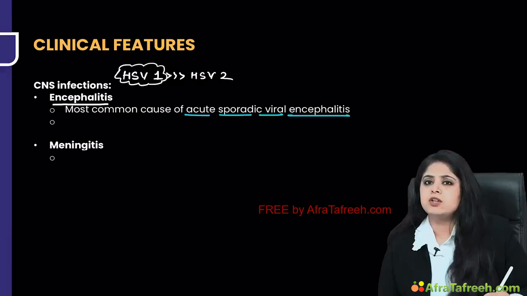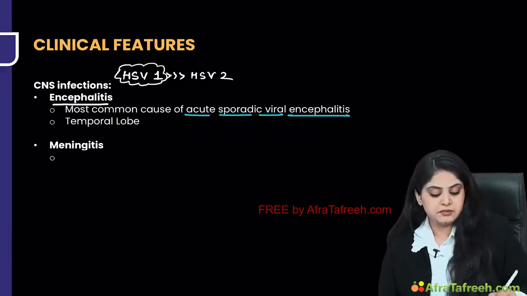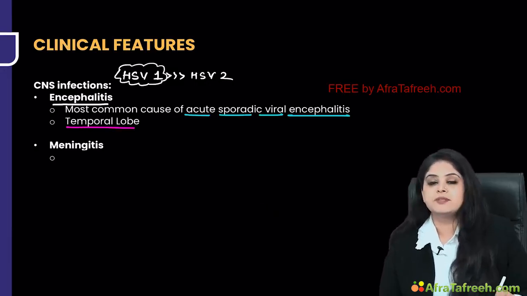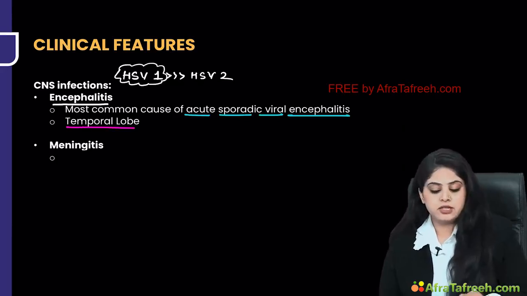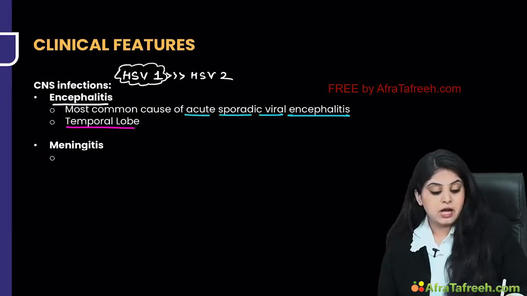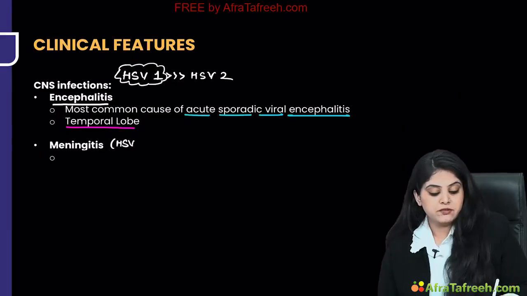What else? Which part of the brain is affected? In encephalitis, it is the temporal lobe that is affected. Similarly, we have meningitis. Meningitis is also going to be above the waist, so of course it is HSV1. However, please remember, so I'll write HSV1 is more common than HSV2 over here.